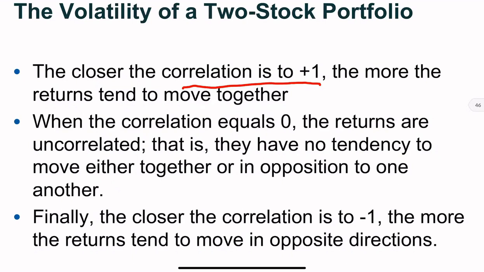And then if you get a correlation which is close to 0, this basically tells you the returns are uncorrelated, which means they're unrelated. So they have no tendency to move either together or in opposite directions. Now the third case, if you have a correlation which is close to -1, in this case they are actually related. However, they're related in an opposite way, right? So they tend to move in opposite directions.